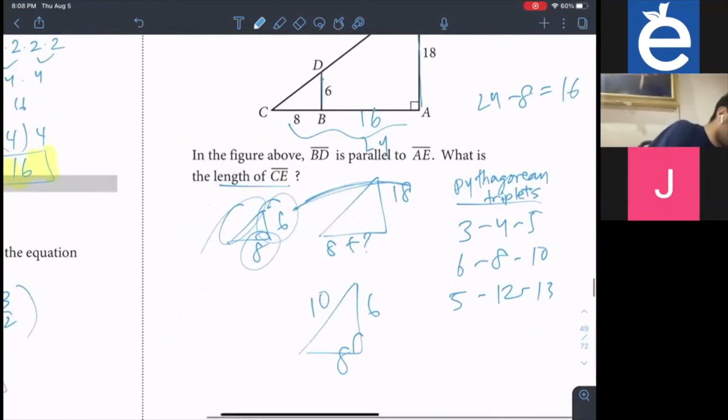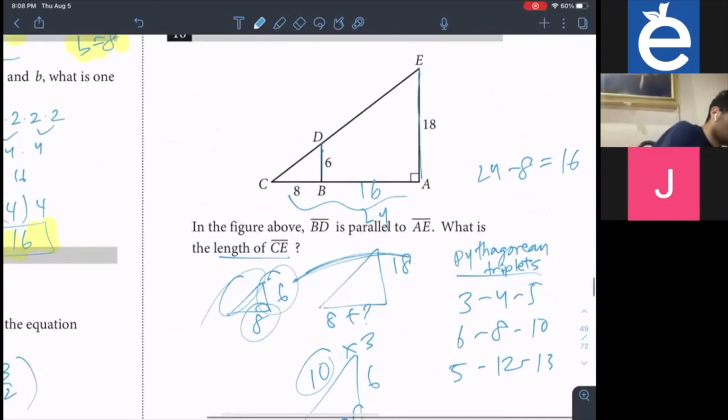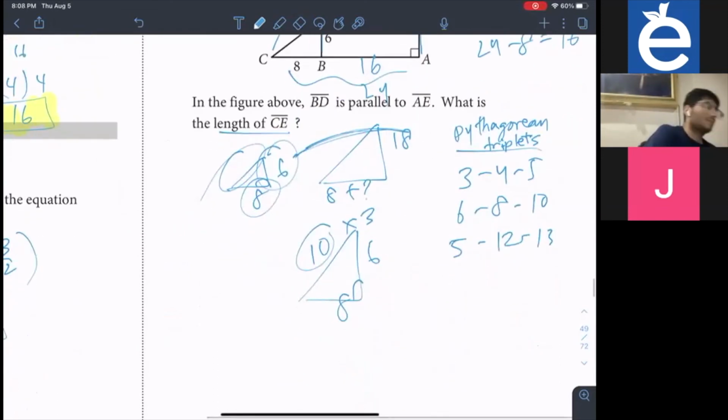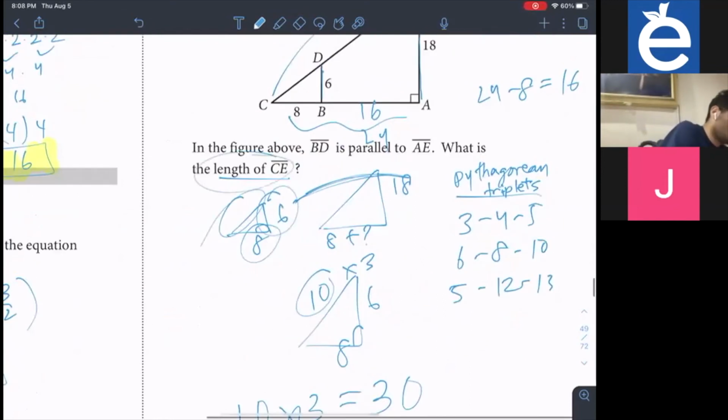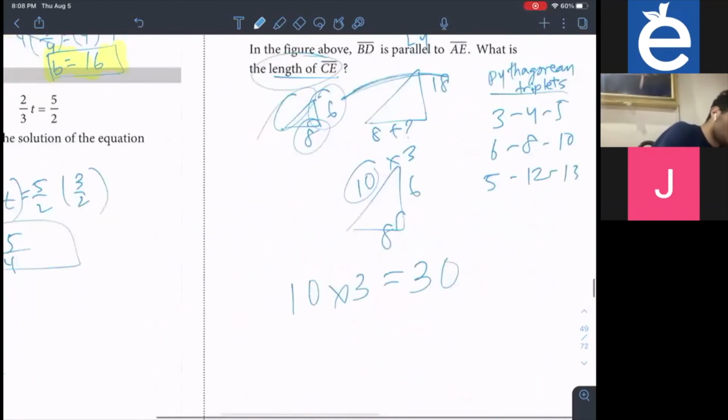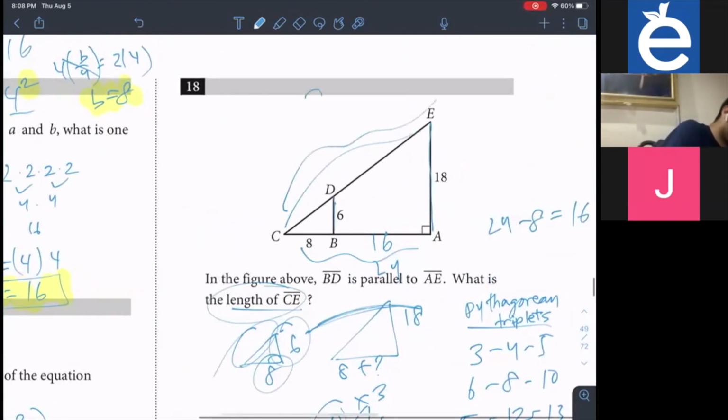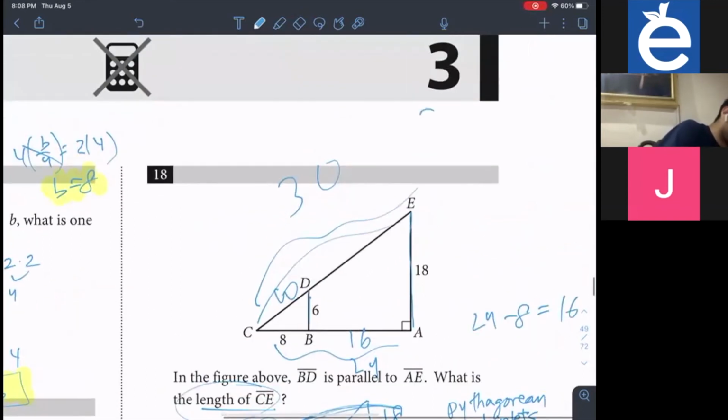Since we know this is 10, we would just multiply this by 3 to get the entire length of CE, because this is just the ratio of 3. So 10 times 3 is 30, which is the length of CE. If they were asking for DE instead, since we know this is 30 and this is 10, then it would be 30 minus 10, which would give you 20.